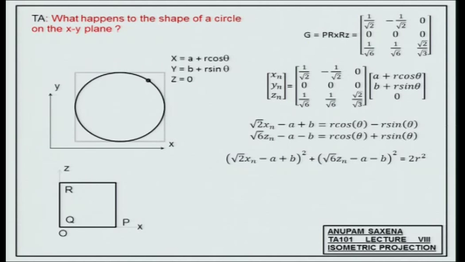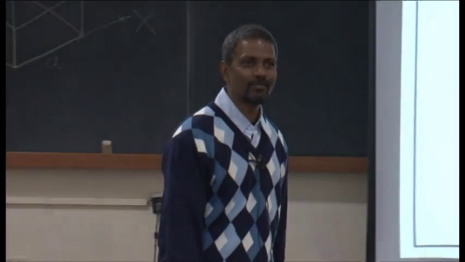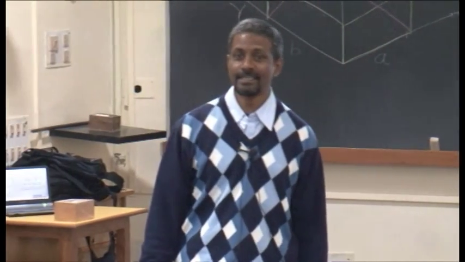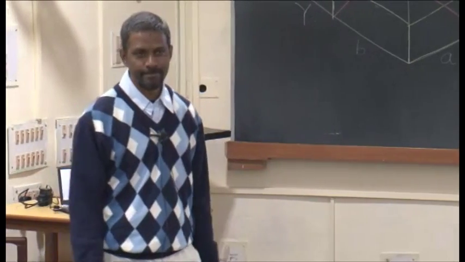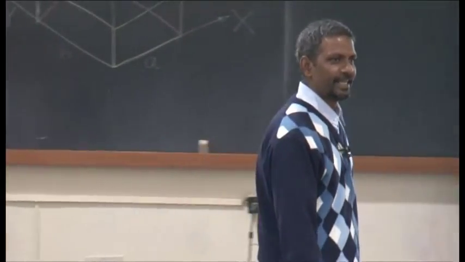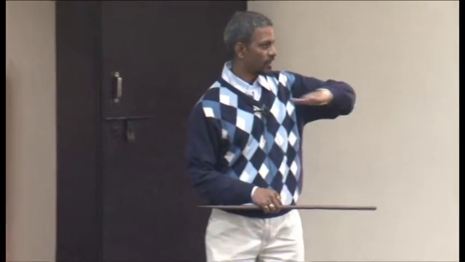Then compare it with your generic equation for a conic. Get what A is, what H is, what B is. And the litmus test for an ellipse is H squared minus AB is less than 0. Interesting, right? You choose any value of a, any value of b, any value of r, H squared minus AB will always be minus 12 in case the circle is on the bottom plane. So a circle gets converted into an ellipse, right?